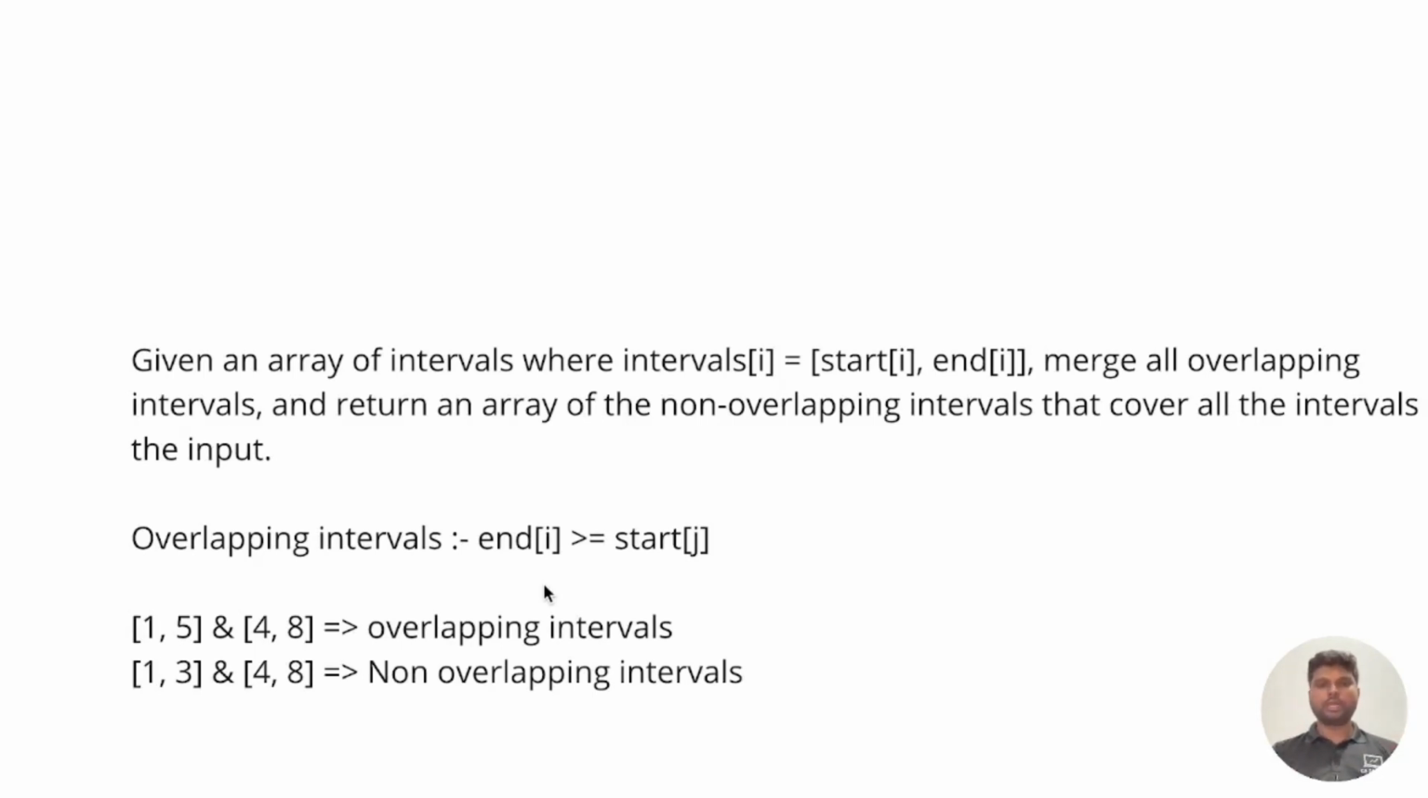We will call two intervals overlapping if the end of the current interval is greater than or equal to the start of the other interval. Take the example of [1, 5] and [4, 8]. As 5 is greater than 4, we call these overlapping intervals. Take another example where the first interval is [1, 3] and the second interval is [4, 8]. As 3 is not greater than or equal to 4, these are non-overlapping intervals. Hope you got an idea about overlapping and non-overlapping intervals.